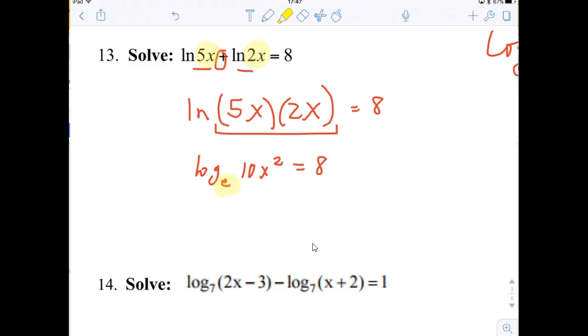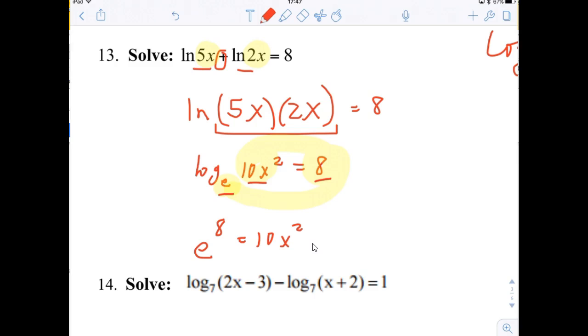And then I'm going to do the snail. So there's the snail's head, and then it goes around here, and it goes around there. So basically the way the snail works is I'm going to change the log to an exponential expression. So I'm going to take the base e, and then I'm going to take it to the power of 8, and that's going to equal 10x squared. So I'm going to rewrite it here. Base e to the power of 8 is equal to 10x squared. So I have just rewritten my log expression into an exponential expression.